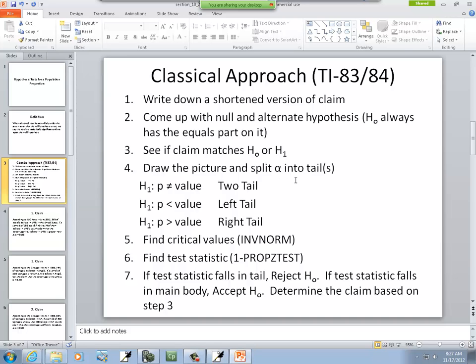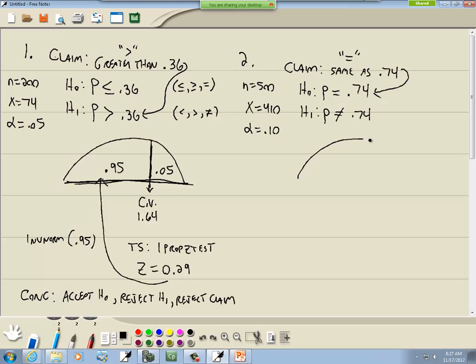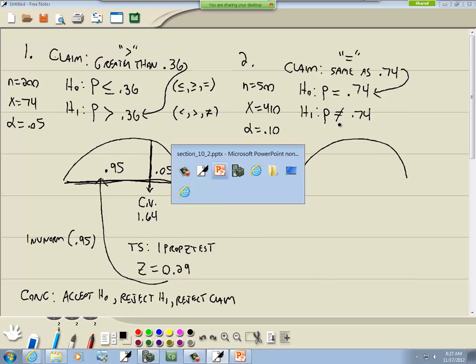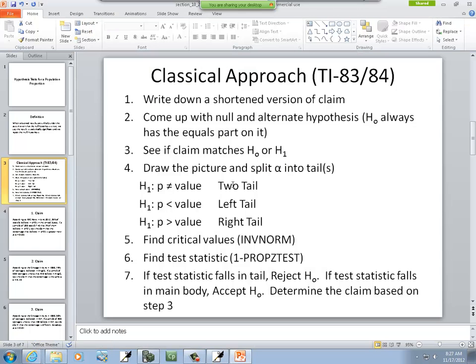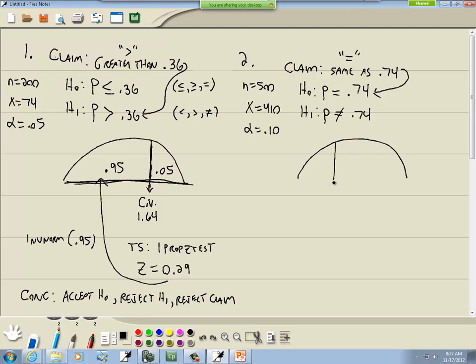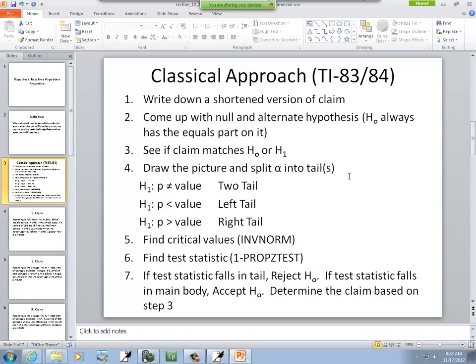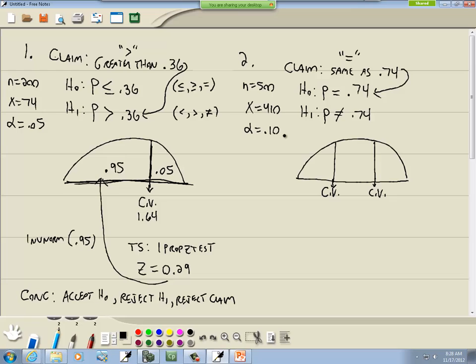Step 4, draw the picture and split alpha into the tails. Well, a not equal on H1 says we're going to have two tails. So we'll have two critical values. Now we want to split our alpha into the tails. Alpha's 10%. We got two tails, so put 5% in each tail. If 10% is in the tails, then 90% is in the main body.